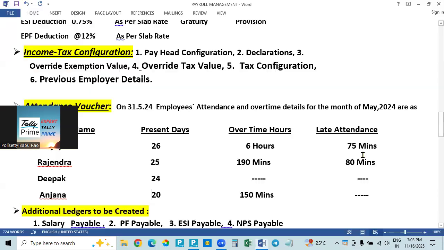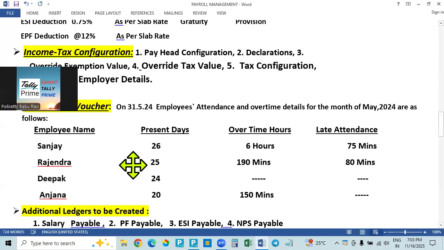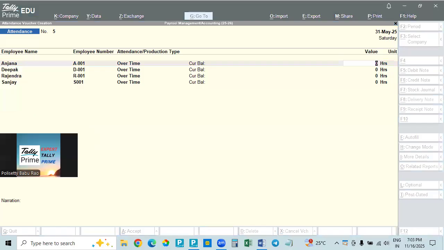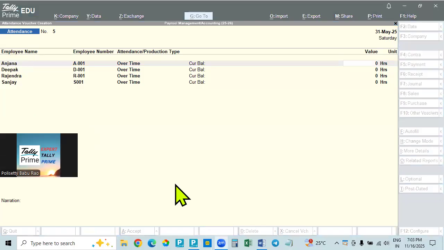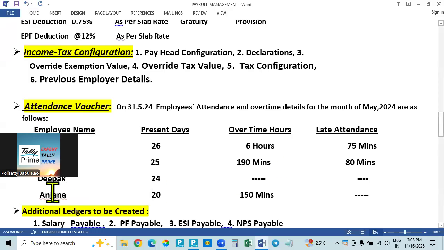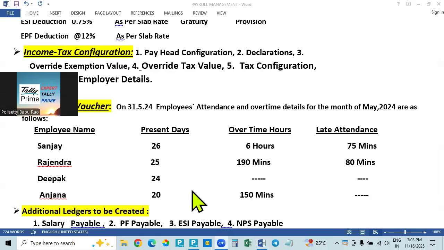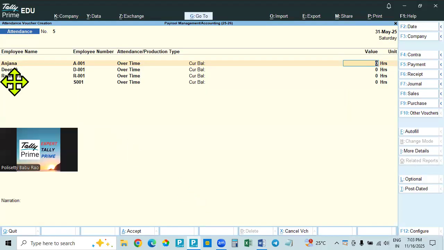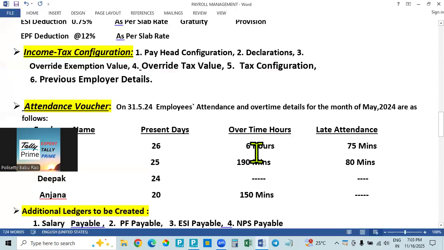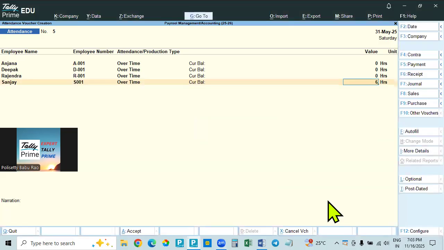I will show you. Here also, as per the name wise only, Anjana, see, this is the overtime. Anjana, 150 minutes. First, you will take up, for example, Sanjay. Sanjay, if you take up, what is the overtime? 6 hours. So if you give 6, it is already hours, so it will go there without changing anything. So it is taking 6 hours. Now you come here. 6 hours means if you give 6, it will take as hours only.